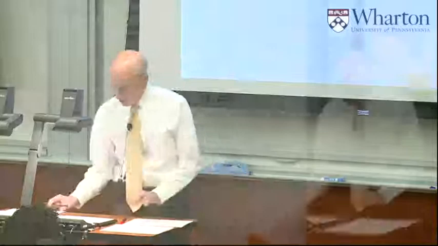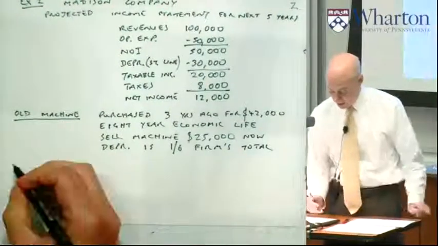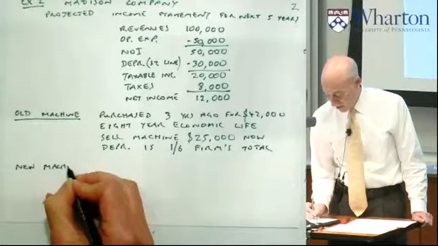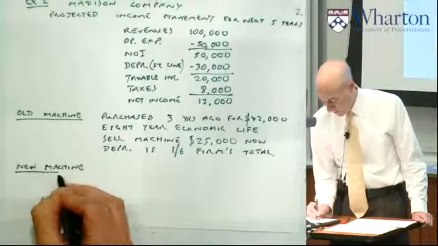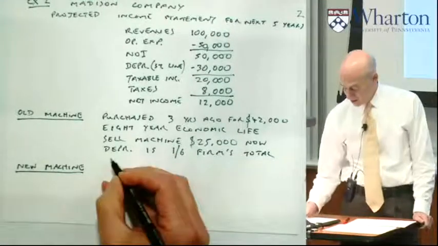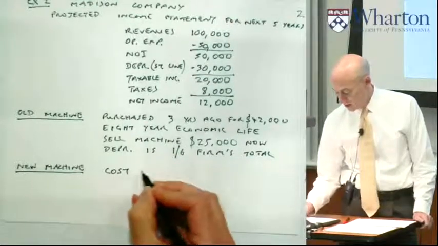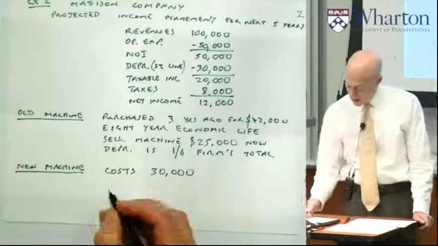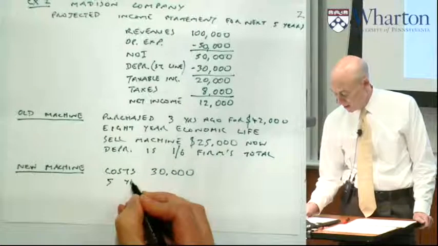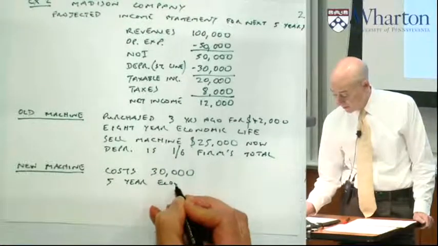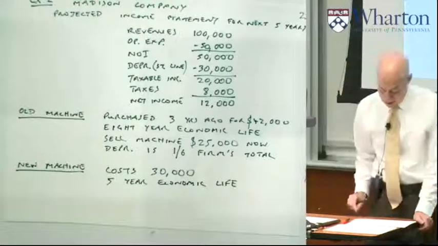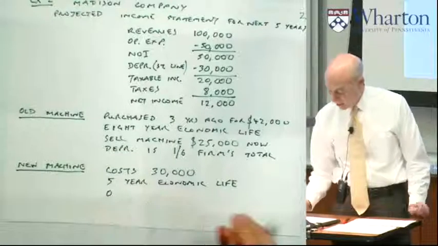Now they can buy a new machine which does the same job, so they both produce exactly the same level of output and so forth. The new machine costs 30,000 today. It has a 5-year economic life. It has 0 salvage value.